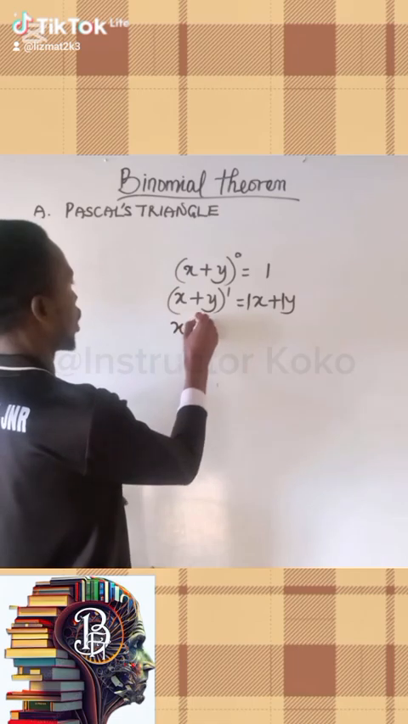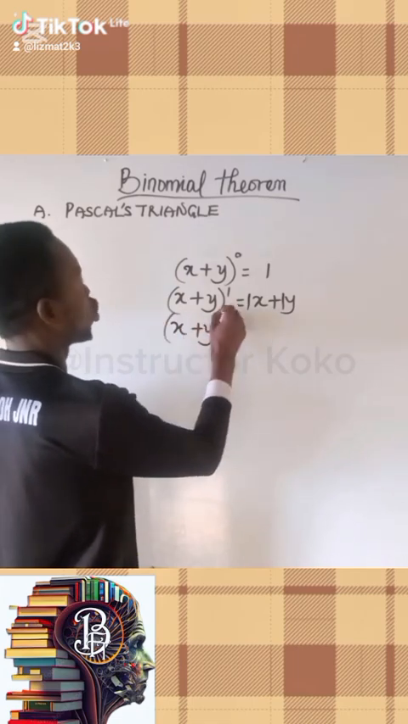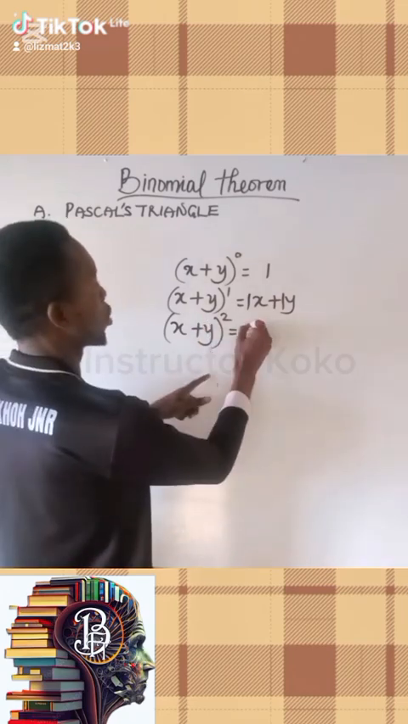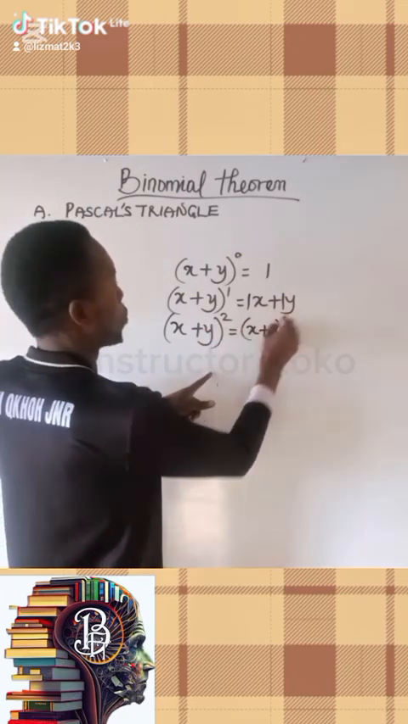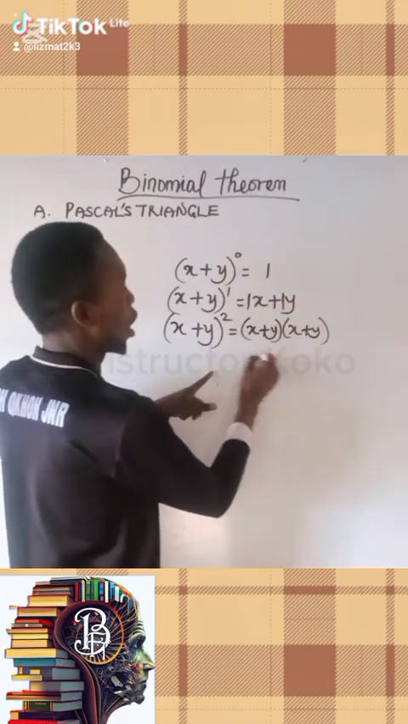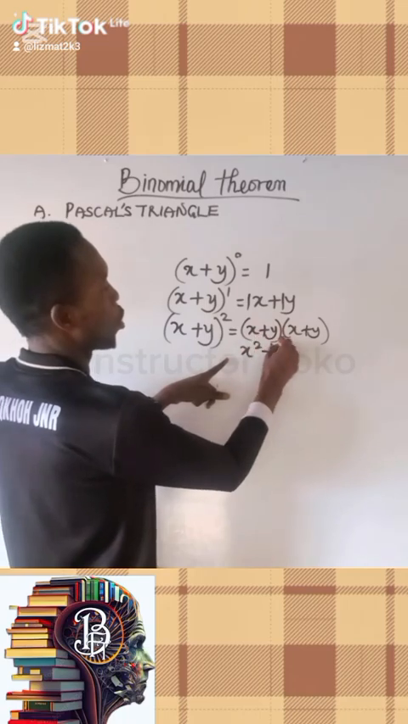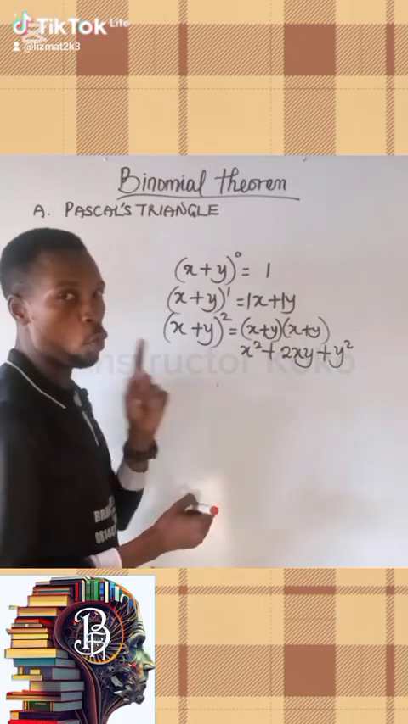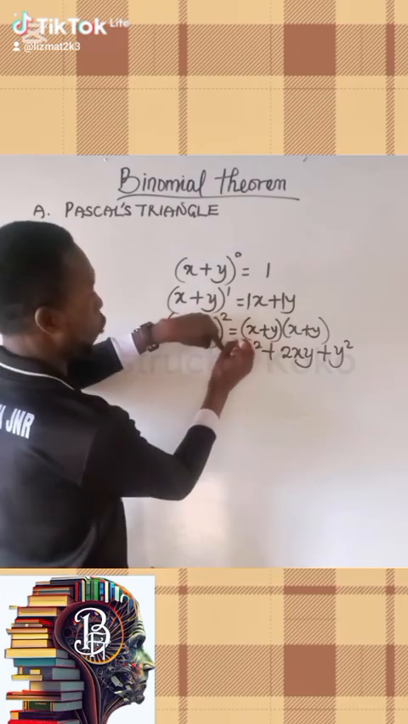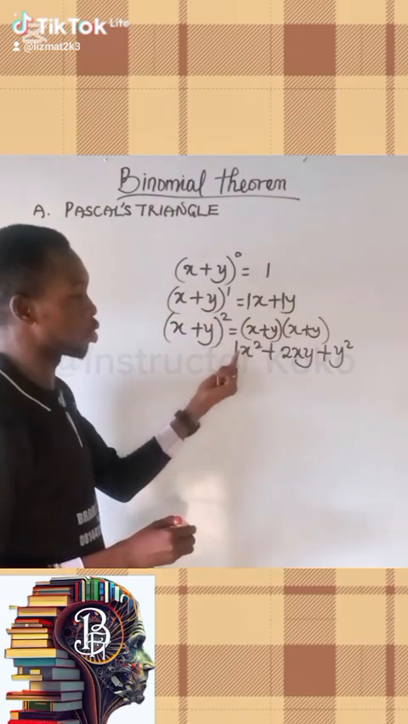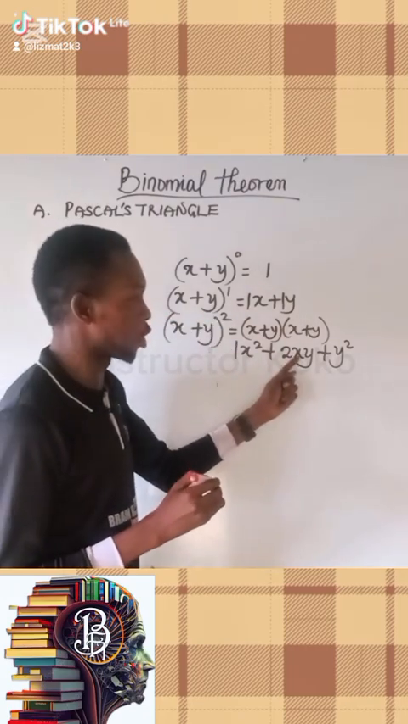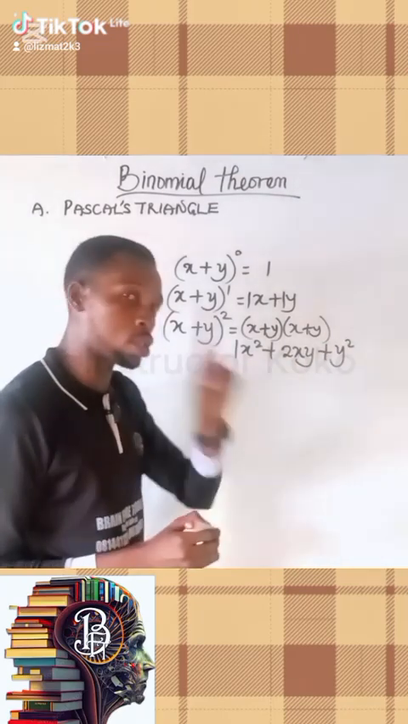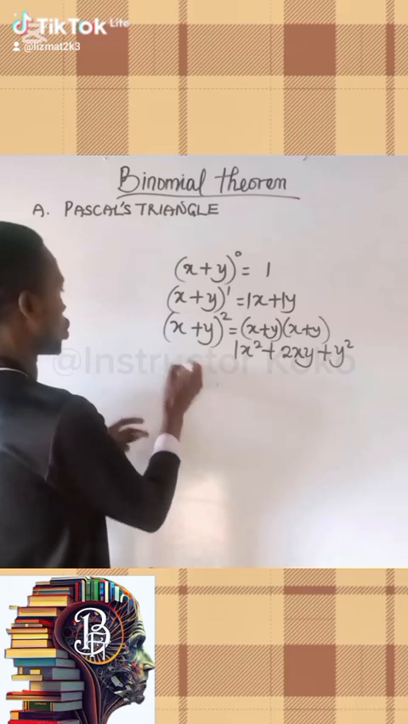Okay, let's consider this. x plus y all raised to power 2. Of course, x plus y raised to power 2 means x plus y multiplied by x plus y. And this will give us x squared plus 2xy plus y squared. What can you notice here? The coefficient of x squared is 1. The coefficient of xy is 2. And the coefficient of y squared is what? 1.